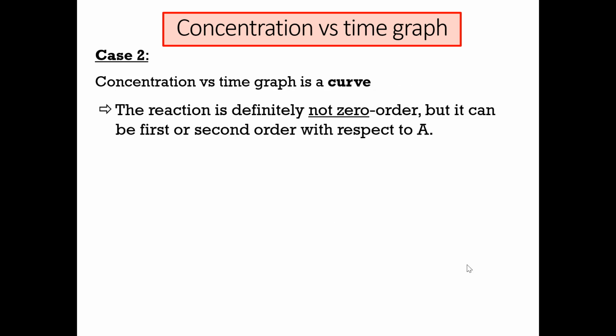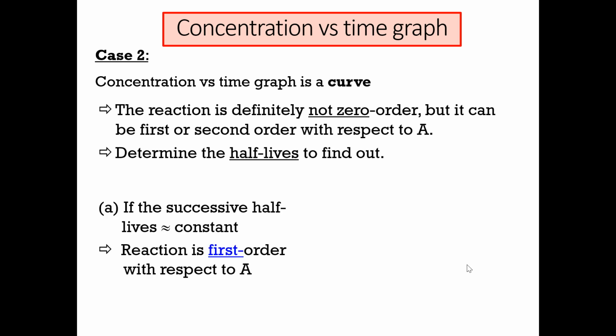Now, what if my concentration time graph is a curve? It is normal because the reactant is used up over time. The reaction is definitely not a zero order. So a linear graph shows that it's zero order. A non-linear graph only says that it is not zero. So we have other possible options open. It can be first and it can be second, and we don't know yet. So then we will move on to determine half-life to find out whether it is first order or not.